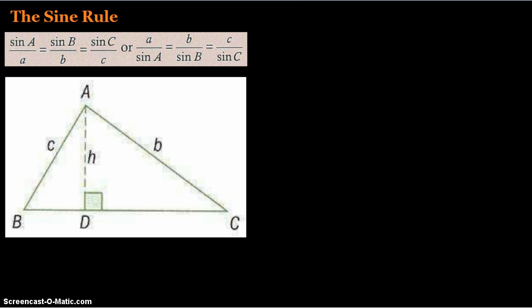Okay, so to begin with, we have this triangle ABC, and we have this vertical height. My base of the triangle is BC, and I have this vertical height AD, and that's making this right angle over here.